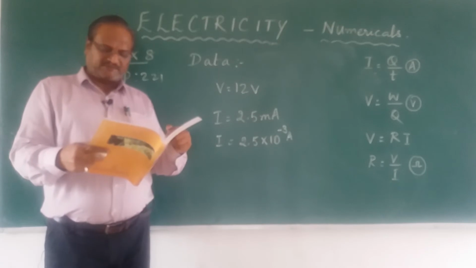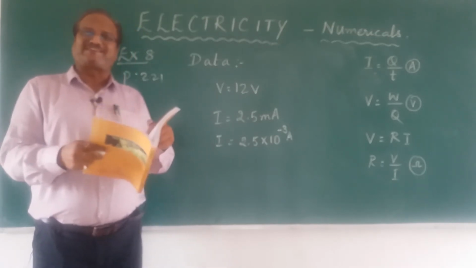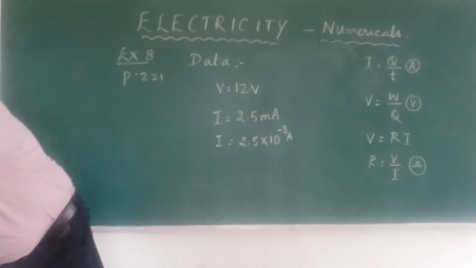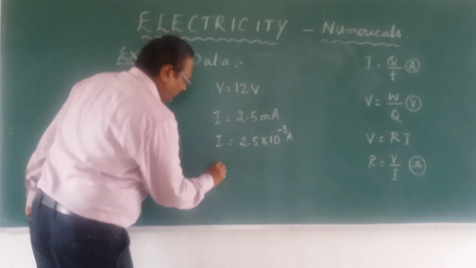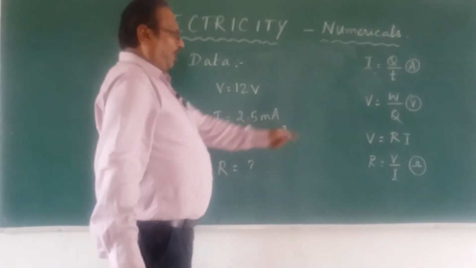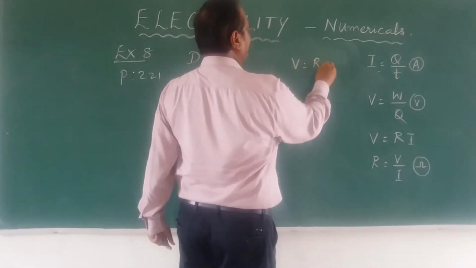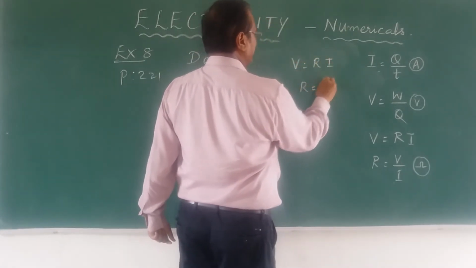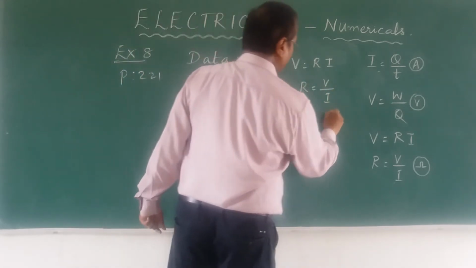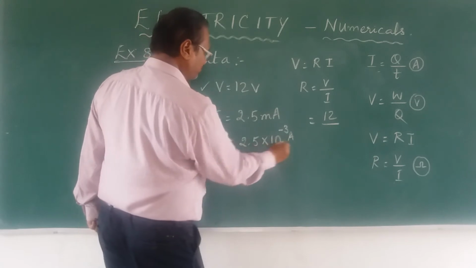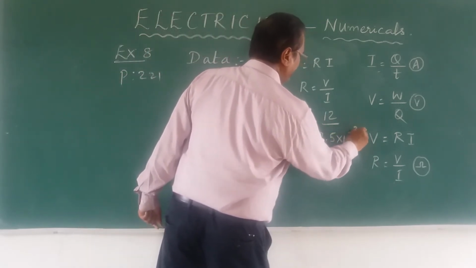Once you have taken the data, let us read the question. Find the value of the resistance of the resistor. Now, it's very simple. You have to find the R value. For R value, what you do? Go to Ohm's law. Ohm's law says V is equal to R into I, and R is equal to V by I. What is V value? That is 12 divided by what is I value? This is the converted value, 2.5 into 10 power minus 3.